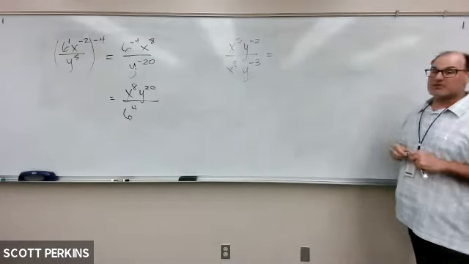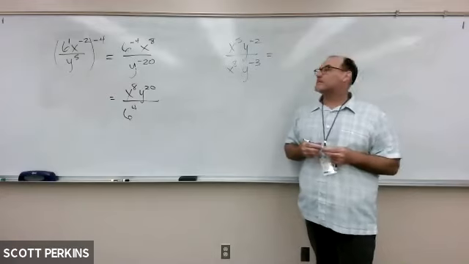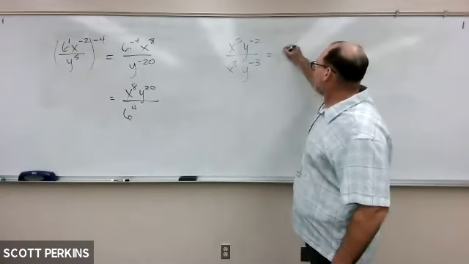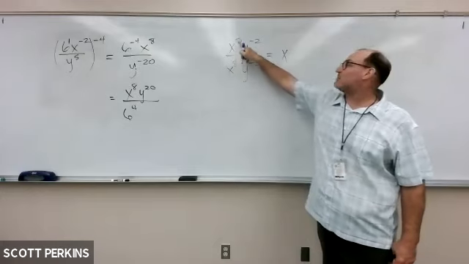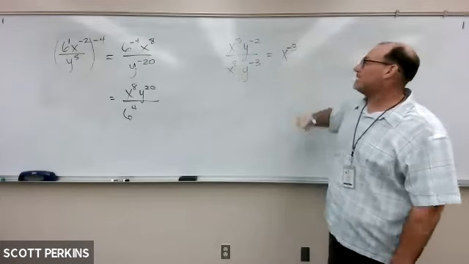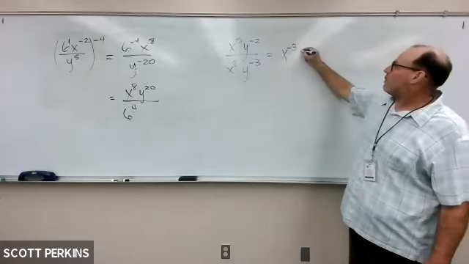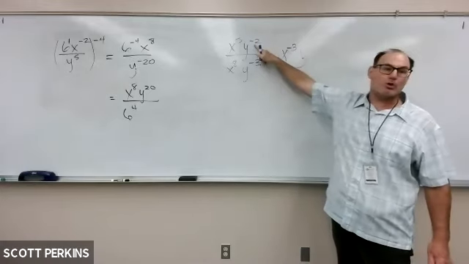All right, so this is just the quotient rule applied twice. So I have x to the 5 minus 8. You put that in your calculator. 5 minus 8 is negative 3. And then you have y to the negative 2 minus negative 3.